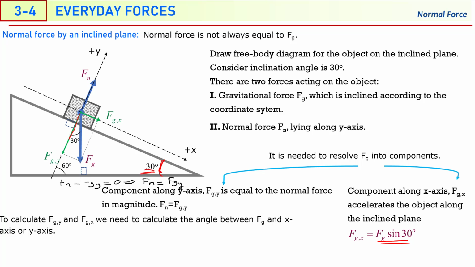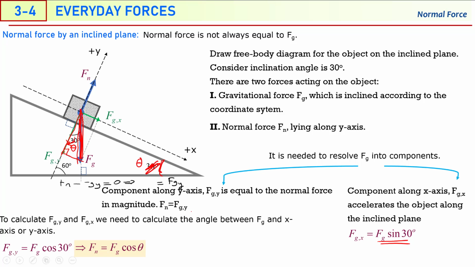But according to this right angle triangle again, if I want to calculate Fgy, which is the adjacent leg of the right angle triangle with respect to this angle, the adjacent side is calculated from the hypotenuse, Fg, multiplied by cosine 30. If I multiply Fg by cosine 30, I will calculate the magnitude of the y component of Fg. Fg cosine theta is equal to Fgy. I can rewrite this equation for any angle. So this angle is going to be theta.